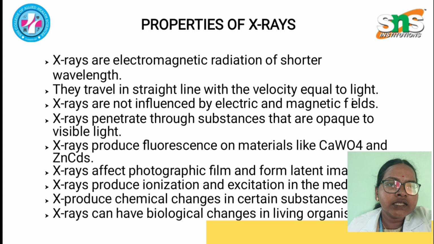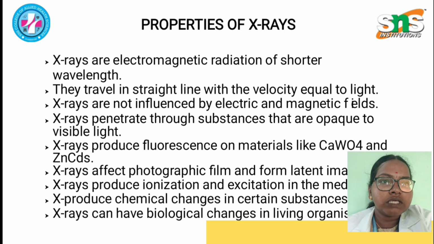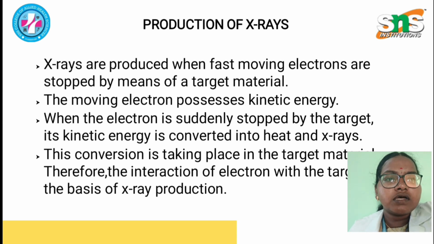So next comes the properties of X-rays. X-rays are electromagnetic radiation of shorter wavelength, and they travel in a straight line with a velocity equal to light. X-rays are not influenced by electric and magnetic fields, and they produce fluorescence on materials like calcium sulfate, zinc, cadmium sulfate, etc. They can also affect photographic film and form a latent image. X-rays produce ionization and excitation, cause chemical changes in certain substances, and can cause biological changes in living organisms.